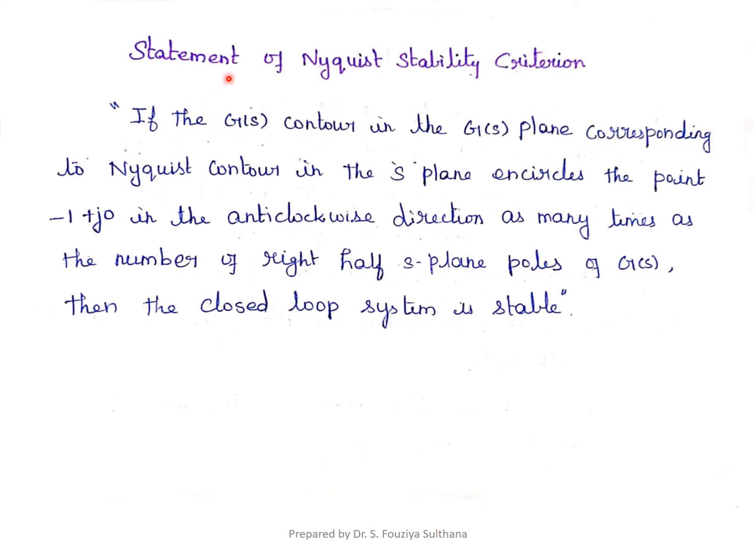To conclude, we can define the Nyquist stability criterion as: if the g of s contour in the g of s plane corresponding to the Nyquist contour in the s plane encircles the point -1 plus j0 in the anticlockwise direction as many times as the number of right half s plane poles of g of s, then the closed loop system is said to be stable.